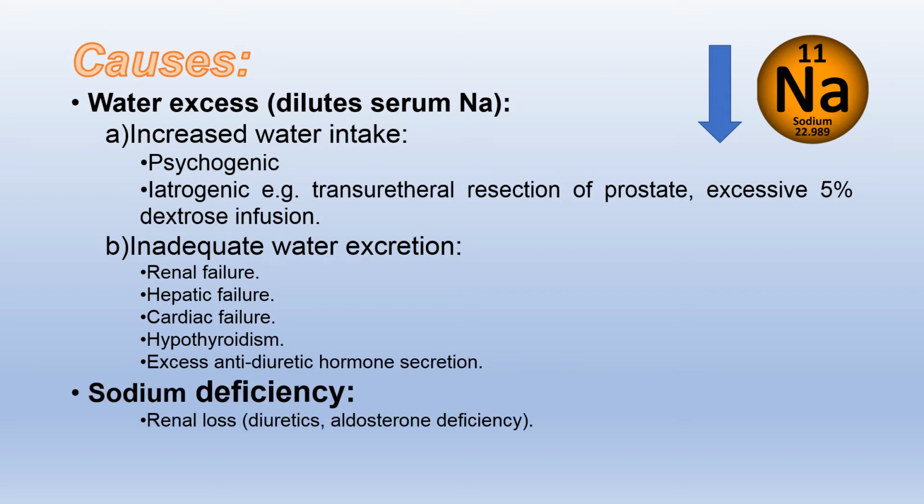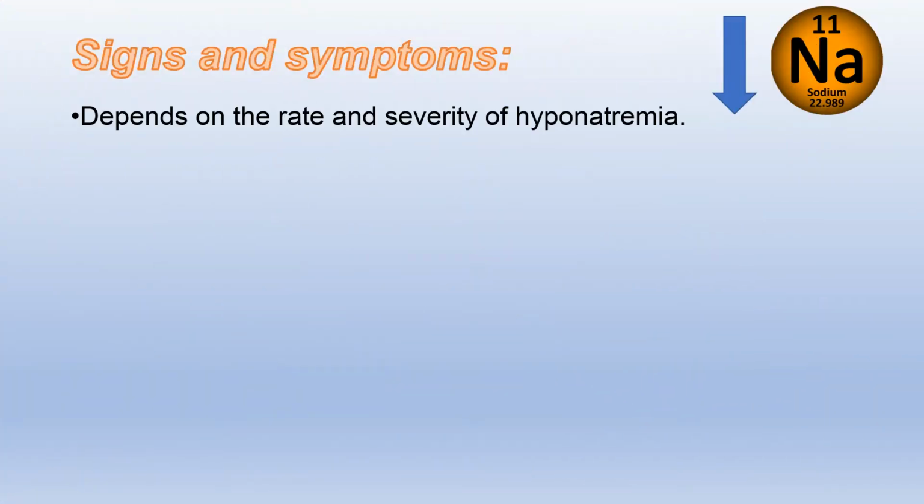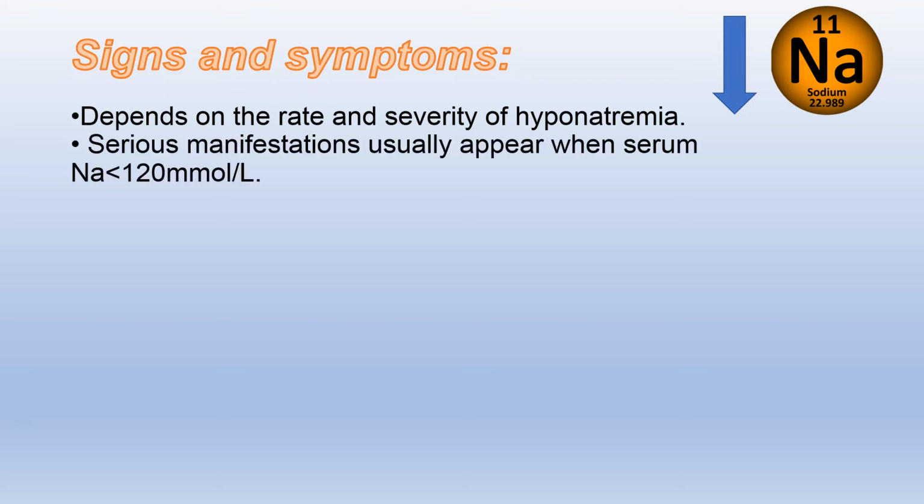Sodium deficiency. Renal loss, for example, in diuretics, or aldosterone deficiency. Extrarenal loss, for example, in sweat and gastrointestinal losses. Inadequate sodium intake. Signs and symptoms depend on the rate and severity of hyponatremia. Serious manifestations usually appear when serum sodium is less than 120 millimole per liter.